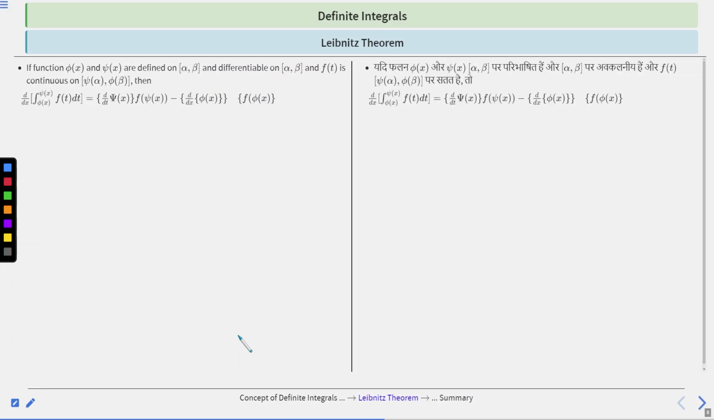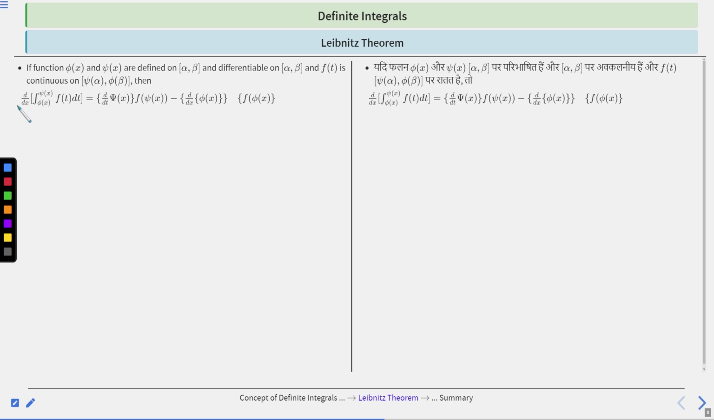Next, Leibniz theorem. So let's discuss Leibniz theorem. It says that if functions phi(x) and psi(x) are defined on alpha to beta and differentiable on alpha to beta, and f(t) is continuous on psi(alpha) to psi(beta), then d/dx of the integral from phi(x) to psi(x) of f(t) dt is equal to d psi(x)/dx times f(psi(x)) minus d phi(x)/dx times f(phi(x)). You have to remember this. This is called Leibniz theorem. Clear?